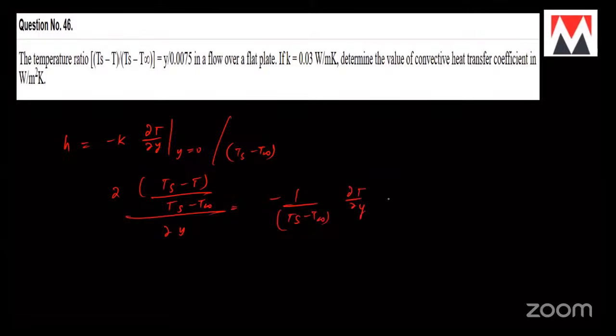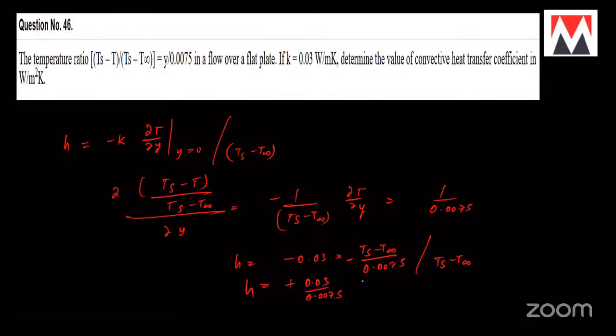From here you got it. This is equal to 1 by 0.0075. So you get H is equal to minus 0.03 into (Ts minus T infinite) by dou T by dou Y, which is (Ts minus T infinite) by 0.0075 by (Ts minus T infinite). Again, Ts minus T infinite gets cancelled. The minus minus also gets cancelled. You get 0.03 by 0.0075. So your H will be how much? 4.